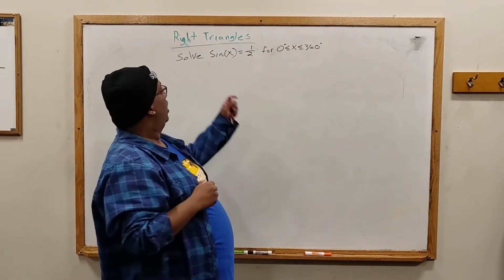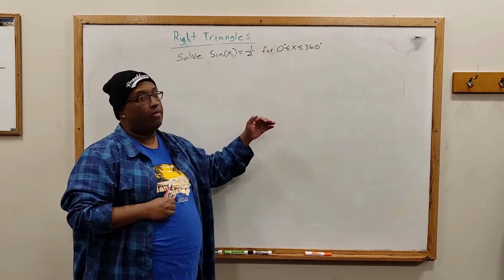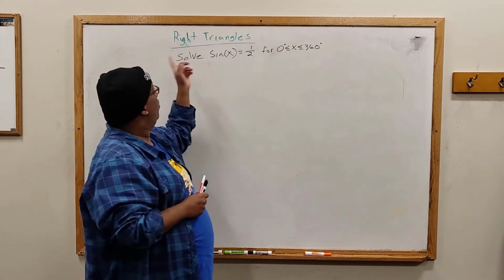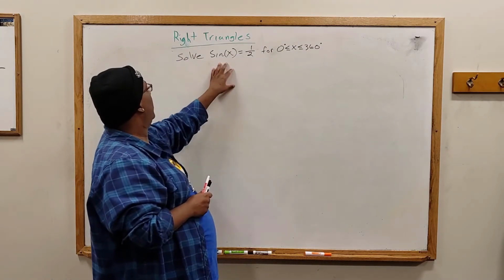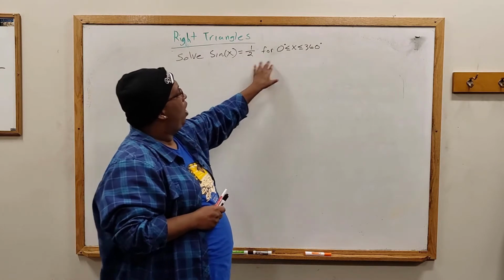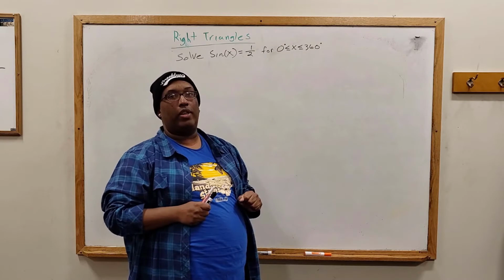Welcome back, trio. Here we are with another example. So I'm taking that first concept to a whole new level with trig, but we're still going to use right triangles. Here it says solve sine x equals 1/2 for x being between 0 and 360 degrees.